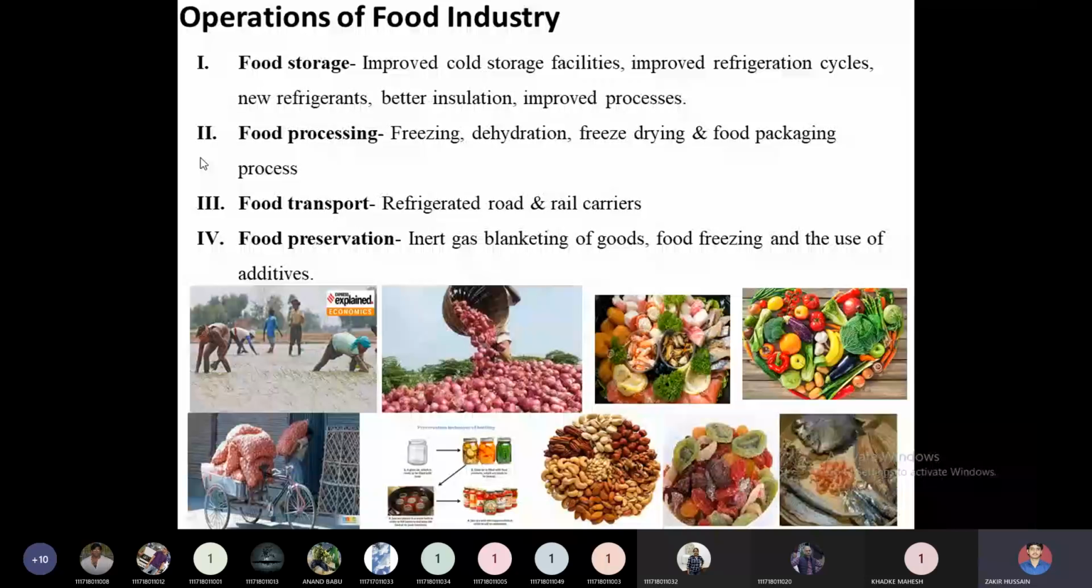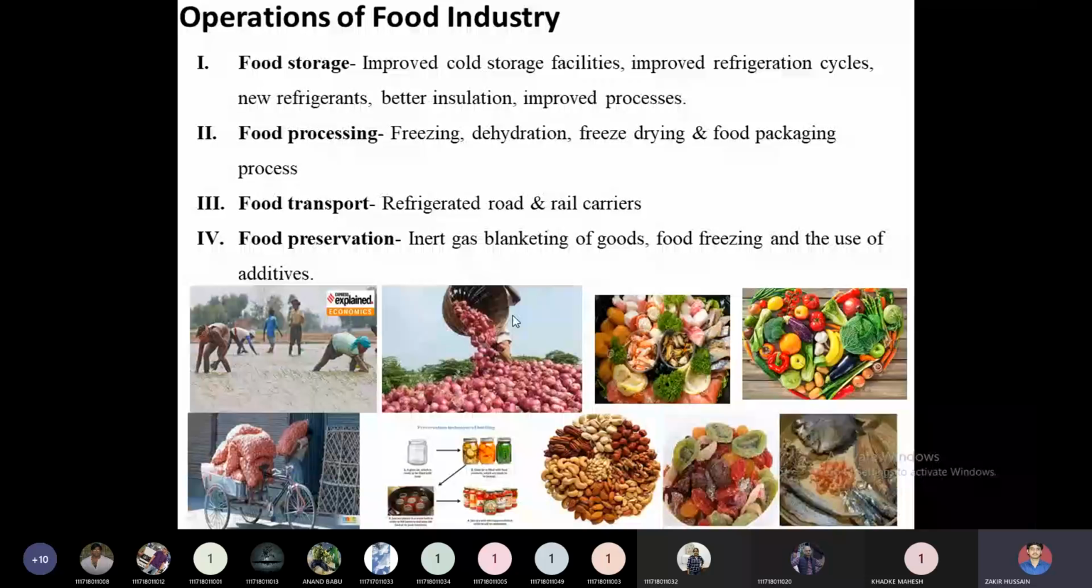Before taking it to the consumer, we require a lot of storage and a lot of transport. If required, we need to preserve it with some processing technique. Before going to the consumer, we have to handle that food with the utmost care. Otherwise, that food will be entirely spoiled. So there are four major operations in any type of food industry.